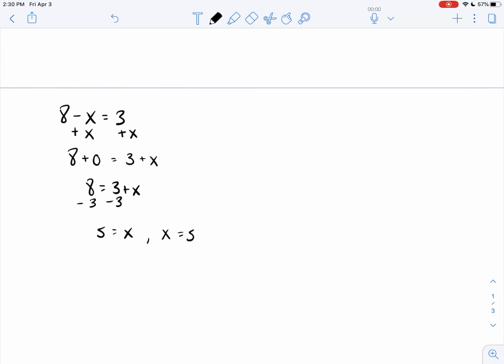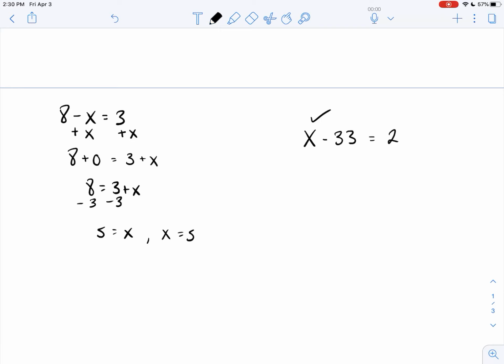Alright, let's try another one. x minus 33 equals 2. So what we're going to do is the opposite of this sign. And notice that x doesn't have the sign on it anymore. So x is good to stay over here. We don't need to move x now.